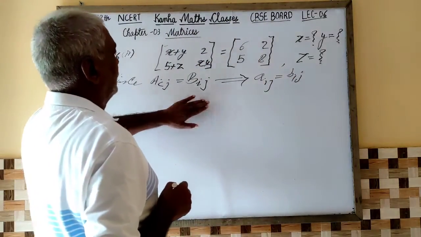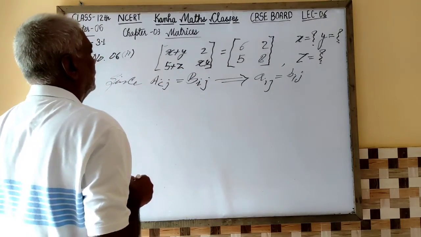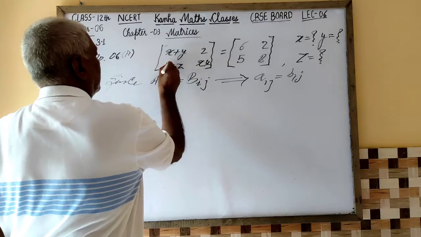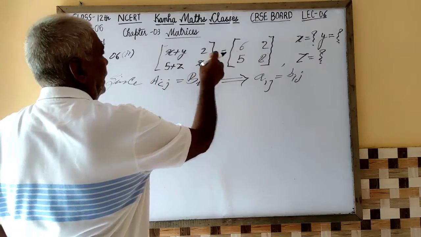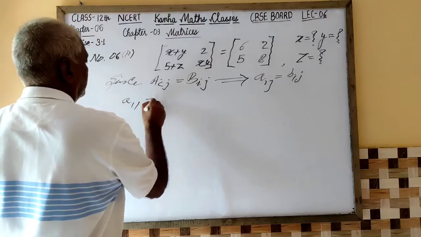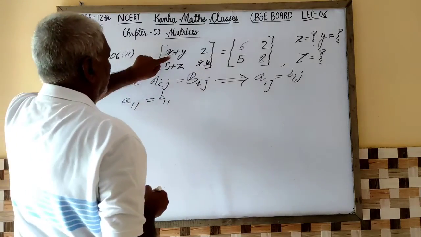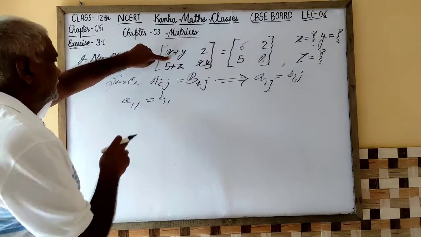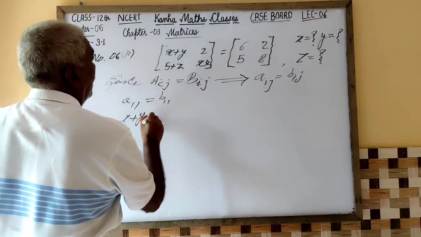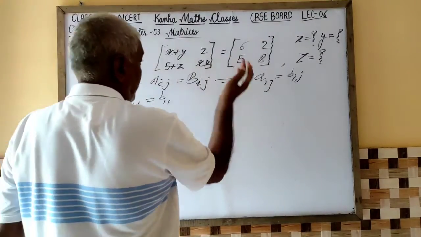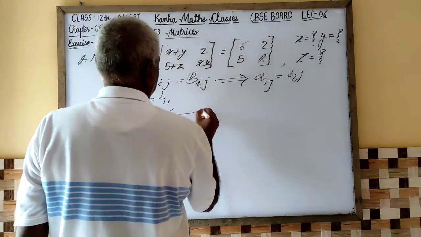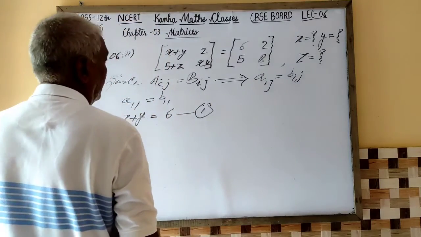According to these terms and conditions, if we equate these two matrices, then by comparison of corresponding elements of the first matrix A11 and B11, A11 is equal to B11. A11, that is the element of the first matrix in the first row and first column, is equal to x plus y, and in the second matrix the corresponding element of the first row and first column is equal to 6. We may consider this as equation number 1.